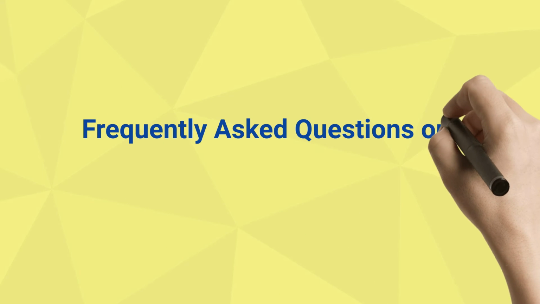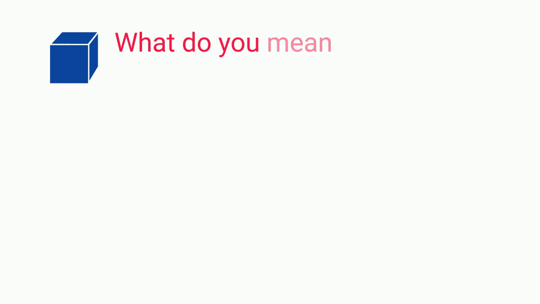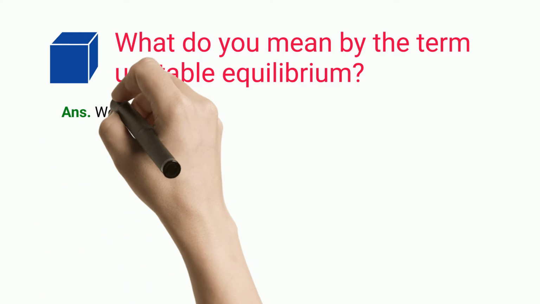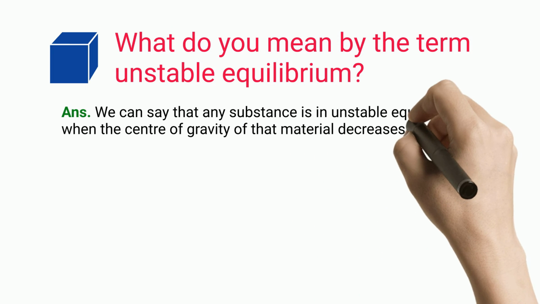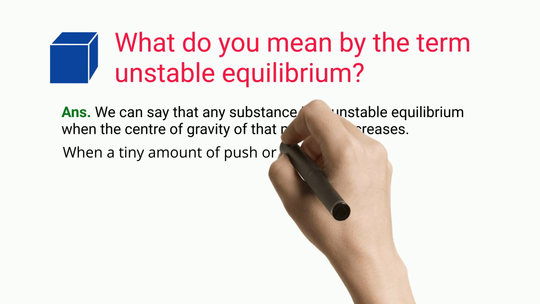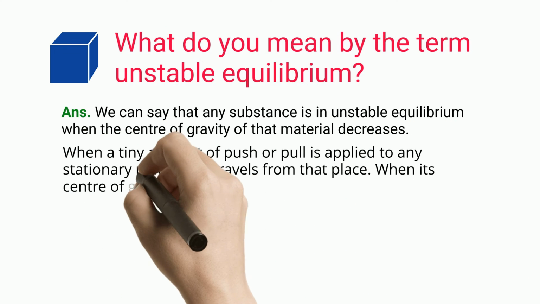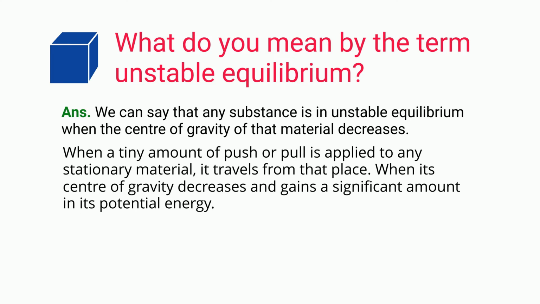Frequently asked questions on unstable equilibrium. What do you mean by the term unstable equilibrium? We can say that any substance is in unstable equilibrium when the center of gravity of that material decreases. When a tiny amount of push or pull is applied to any stationary material, it travels from that place, when its center of gravity decreases and it gains a significant amount of potential energy.